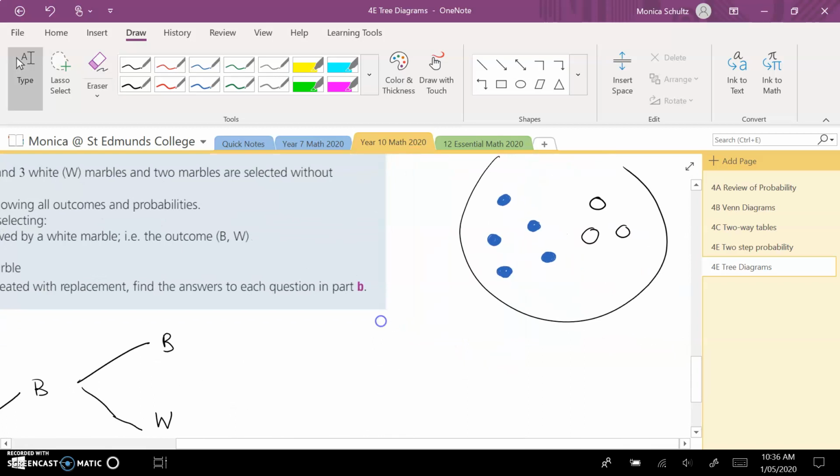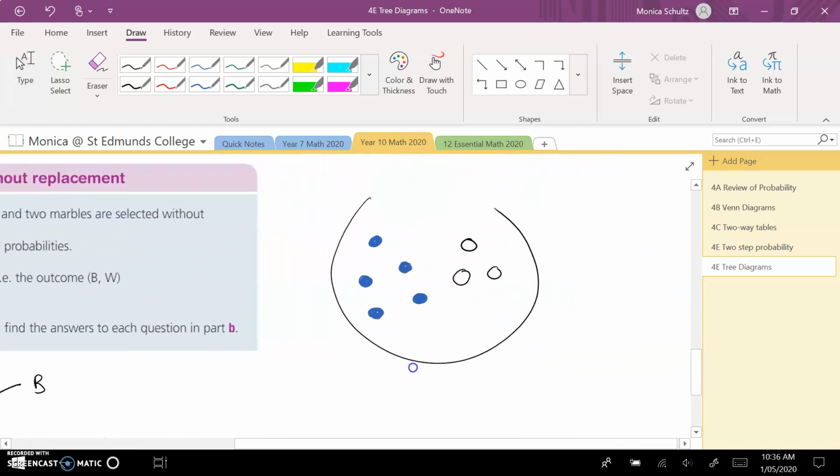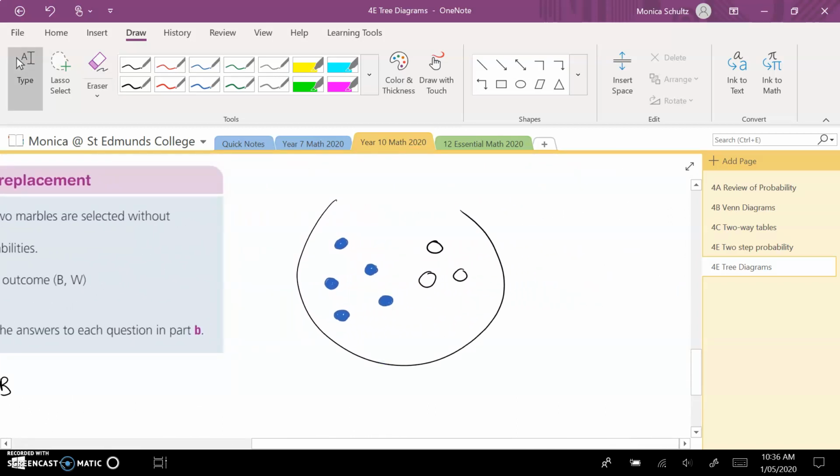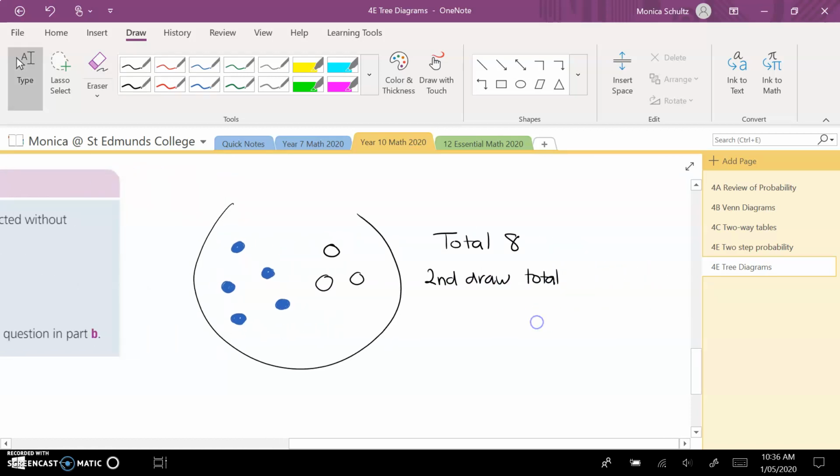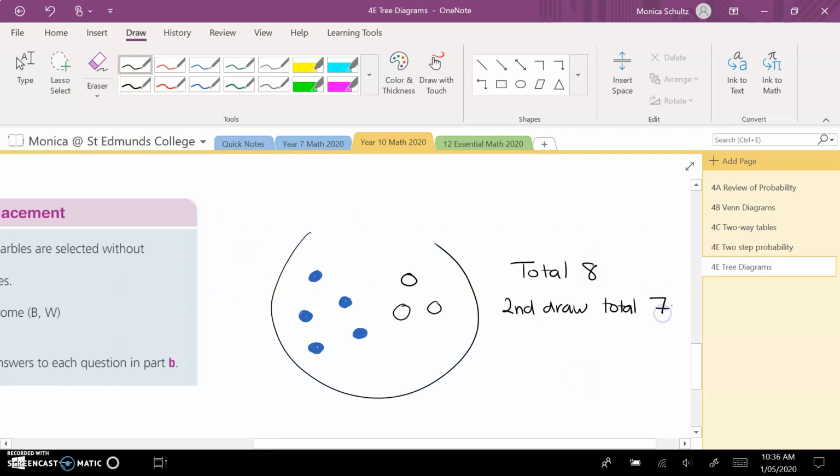So if I look back to my original diagram, I want to know how many I have in total. So I have 1, 2, 3, 4, 5, 6, 7, 8. So there is a total of 8 marbles. So this total is going to go down each time I take out a marble. So on my second draw, I only have a total of 7. So I'm going to write that down for us. Second draw, our total is going to be equal to 7.